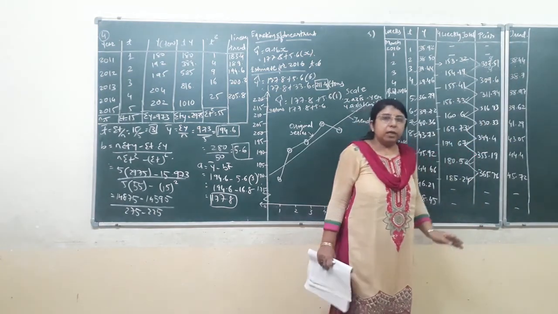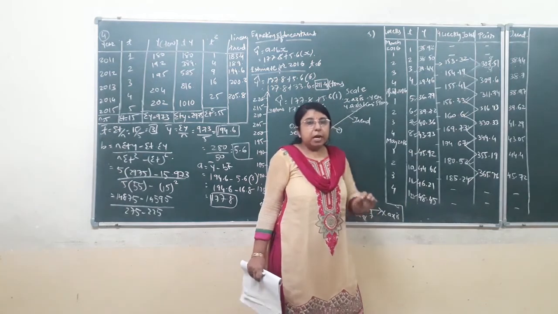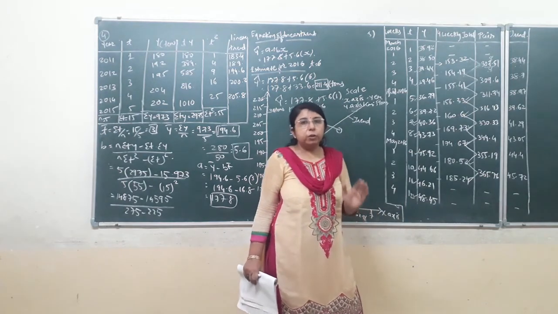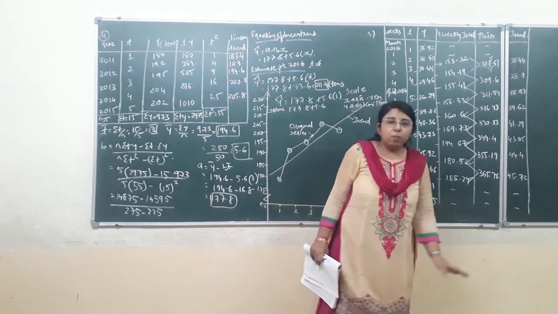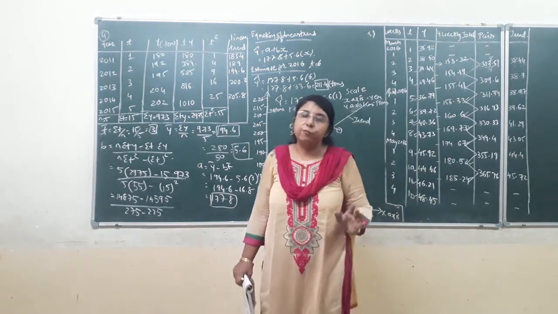So in this way, see that you don't make a mistake and don't write at a wrong place any of the totals or any of the divided values. Then you will get the exact full marks in the board examination, that is carrying 5 marks.